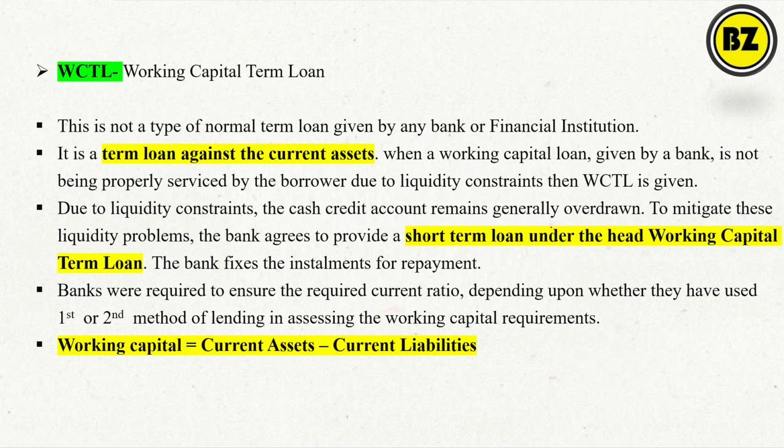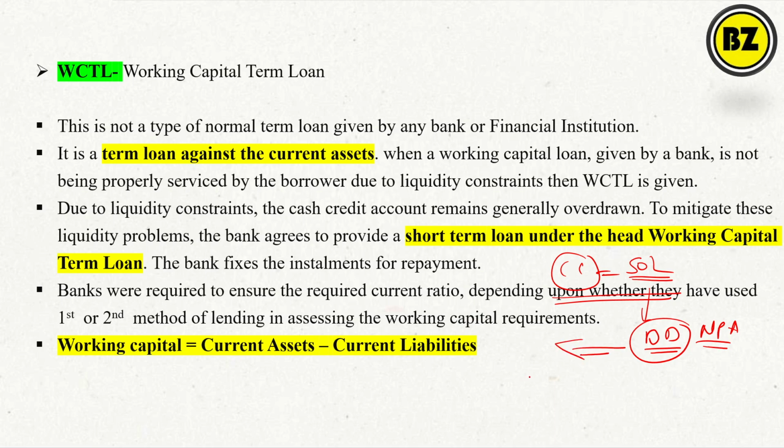Now see here what is happening. Suppose you have sanctioned the CC. Okay, CC is for example 50 lakh rupees, right? But due to some constraints, that CC always remains overdrawn. Okay, and due to this, there is a chance that it becomes an NPA. So to avoid that, what will the bank do? The bank will sanction another, for example, 50 lakh rupees as the working capital term loan. Okay, so that it will benefit the CC holder, the borrower, as well as the bank. That CC will not go NPA. Another new business will also come here.